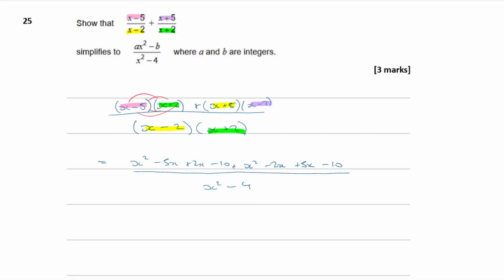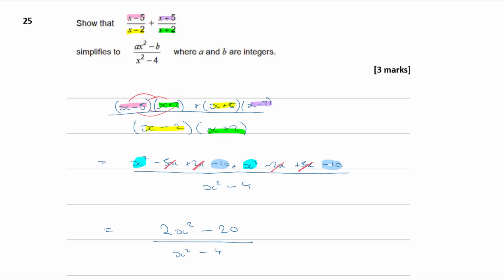Right, so now on the top, you're going to have things that cancel and things that don't cancel here. So I've got a minus 5x, and that cancels with that 5x. I've got a 2x there, and it cancels with the minus 2x. What doesn't cancel are my x squared terms here and here, which are going to add together. And my minus 10 and my minus 10, they don't cancel, so I'm going to have to combine those together as well. So that's going to give me x squared plus x squared is 2x squared. Minus 10 minus 10 is minus 20, and that is over x squared minus 4.